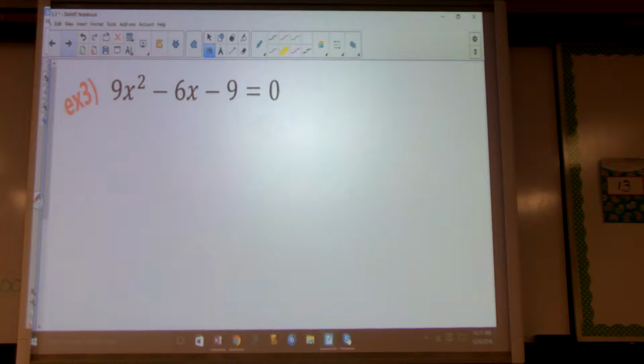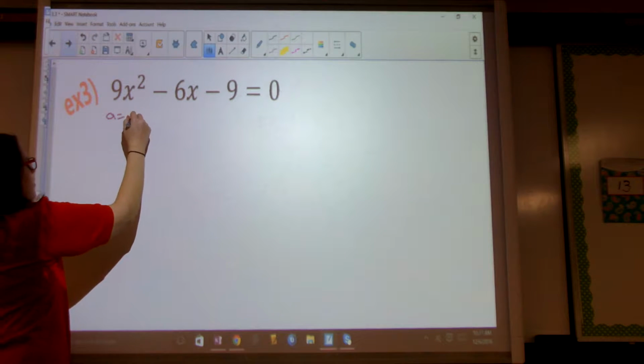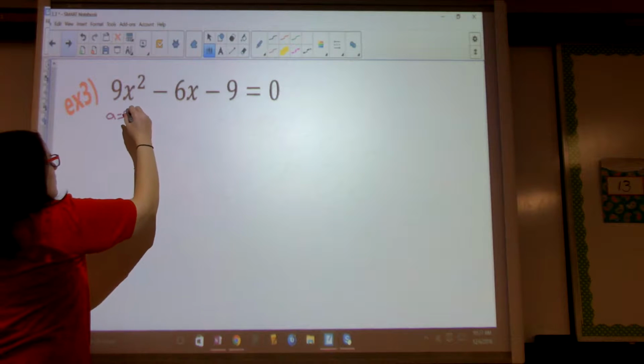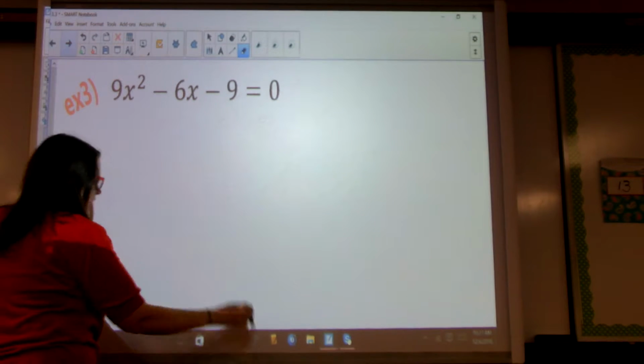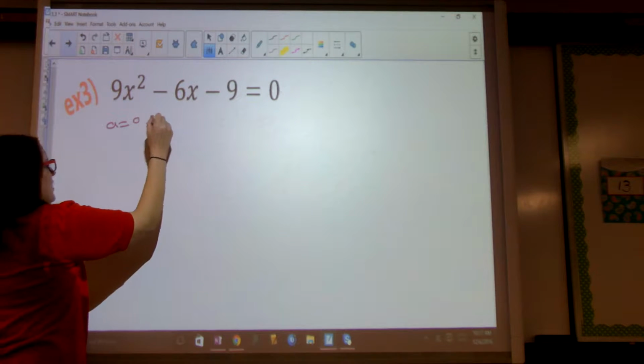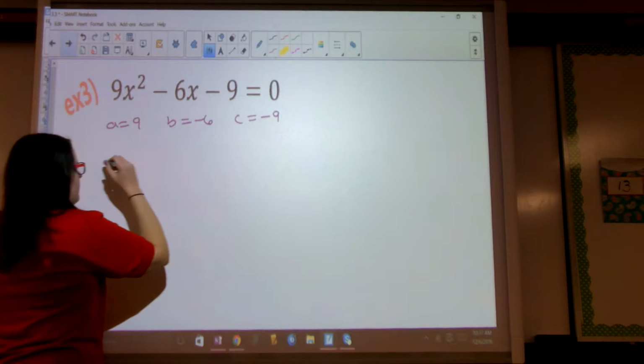Two options here. One is I could factor out a 3. Don't they all have a 3 in common? That would make it a tiny bit smaller, which just makes it a little bit easier. Most of us would not see that, so I'm going to pretend I didn't see it and just do it the old-fashioned way, jumping into the quadratic formula. So A is 9, B is negative 6, C is negative 9.